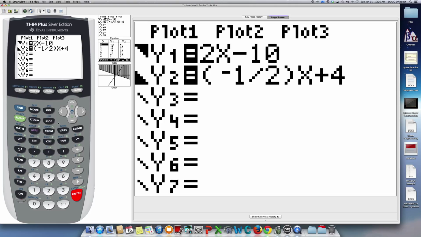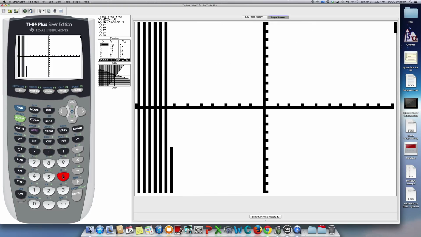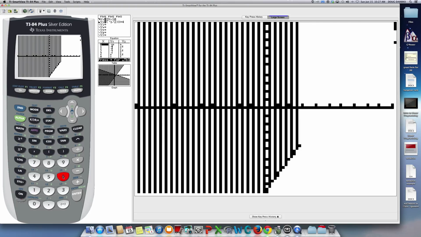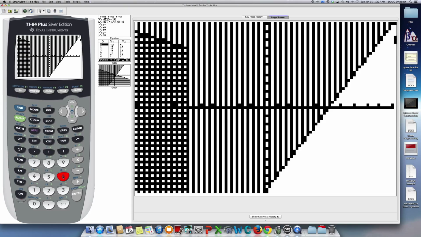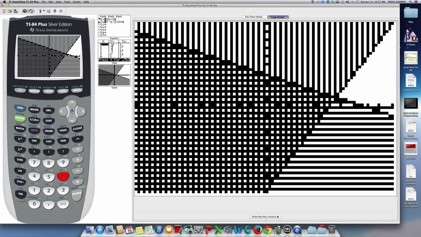Now, what I'm going to do here is choose something called Zoom Standard. In Zoom Standard, if you hit the Zoom button, it's the 6th option on my calculator, and it probably will be on your calculator too. So if I hit the number 6, it's going to choose this to be graphed from negative 10 to positive 10 and so on and so forth.